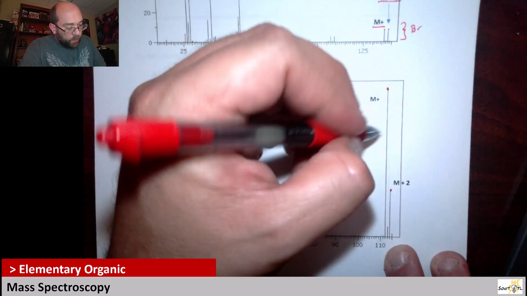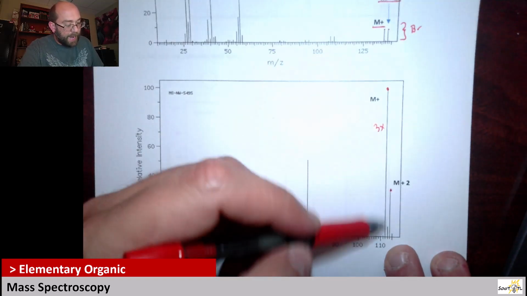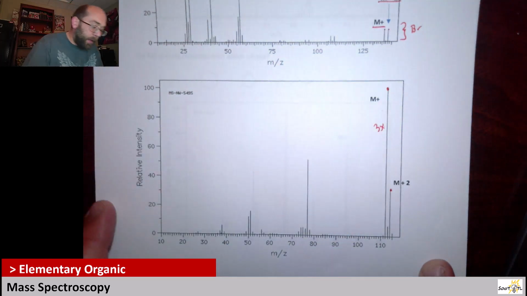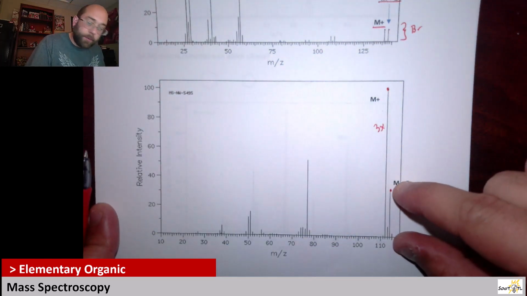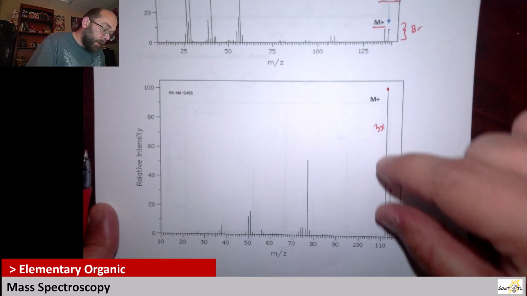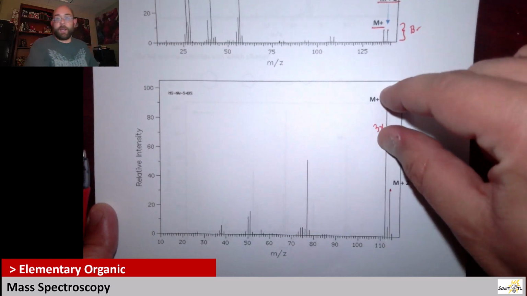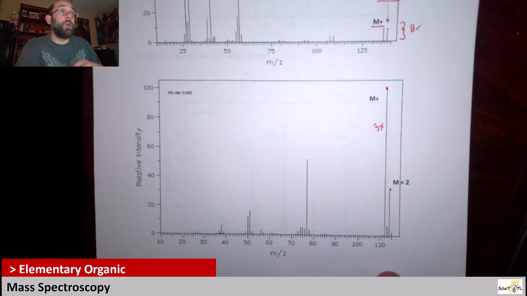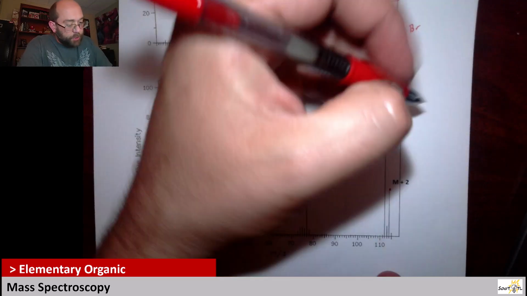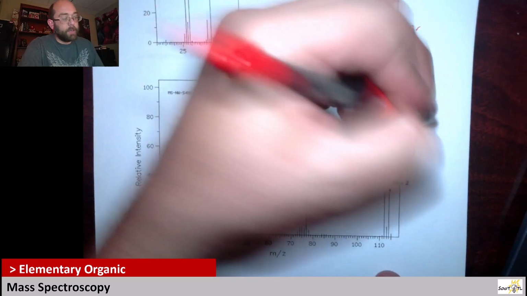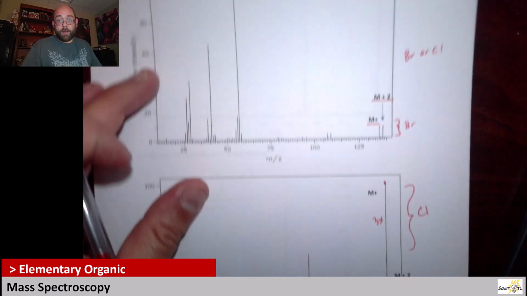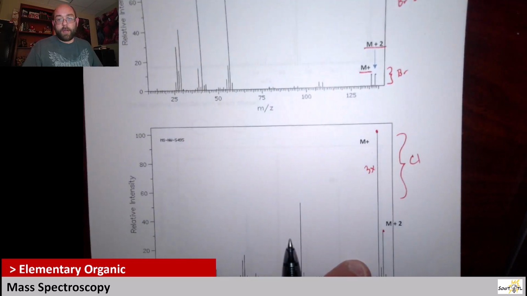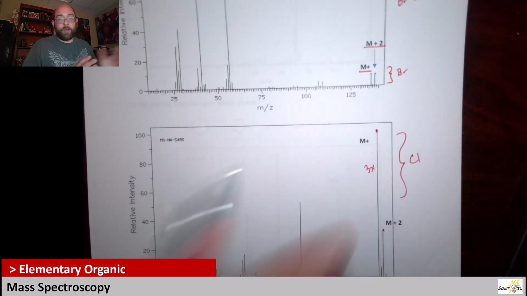You notice here that the M peak is roughly 3 times the height of the M plus 2, right? We could try to be a little careful with measuring it, but it's 1, 2, 3, so it's about 3 times the height. Anytime you see this 3-to-1 ratio, that tells you it's chlorine. So the first one had bromine, with the M and M plus 2 at equal heights. The second one had chlorine, with the M and M plus 2 and their differing heights.